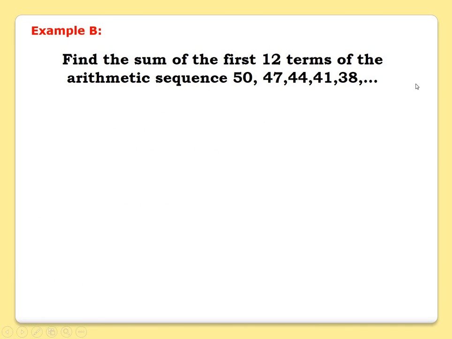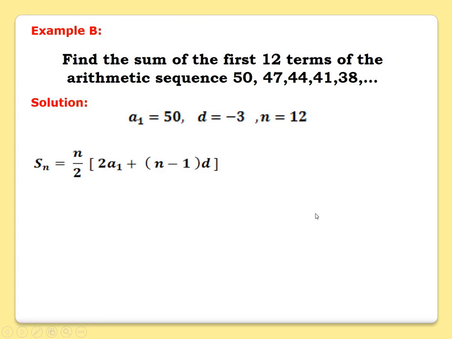Let's proceed with example B. Find the sum of the first 12 terms of the arithmetic sequence 50, 47, 44, 41, 38, and so on. So let's have the solution. A sub 1 is 50. D is negative 3, from 47 minus 50, which is negative 3. We can also use 44 minus 47, 41 minus 44, or 38 minus 41. So the number of terms here is 12, therefore n equals 12.